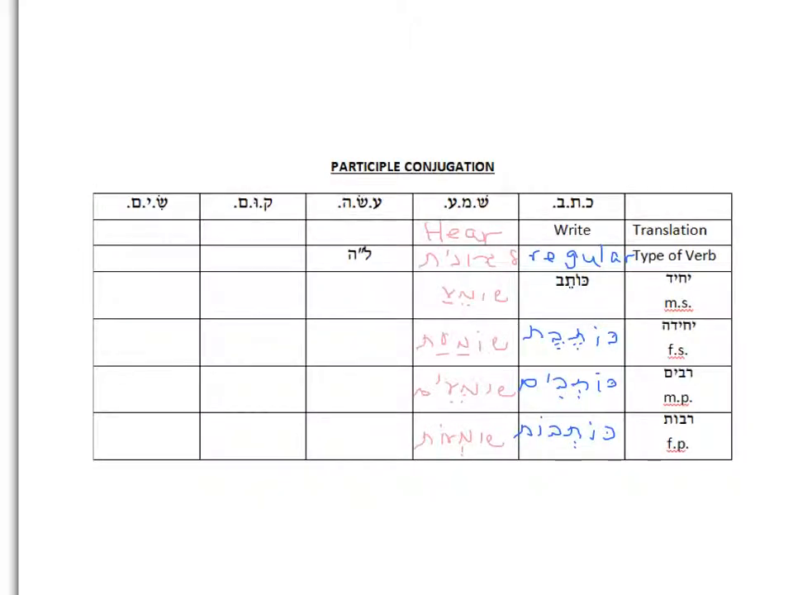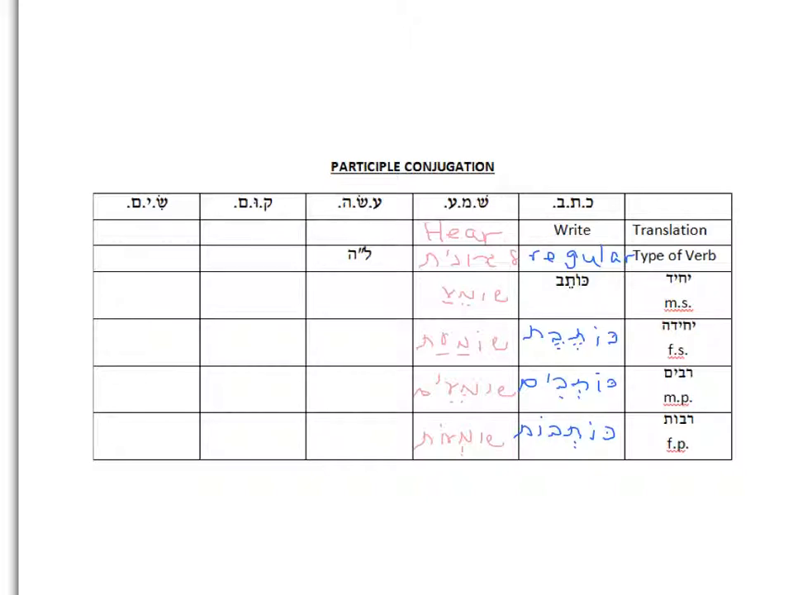Final step, I have this chart that we're building where we see all the different participle conjugations. And we did the regular kotev, kotevet, kotevim, kotevot. We did lamed gronit, the final guttural. For shin mem ayin here, we have shomea with the patach genuva, shoma at, right, the harmonious patach pattern, shome'im, shome'ot, no change. Now let's do lamed hey.